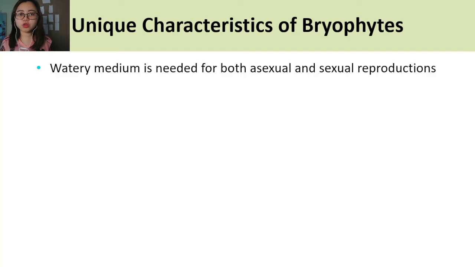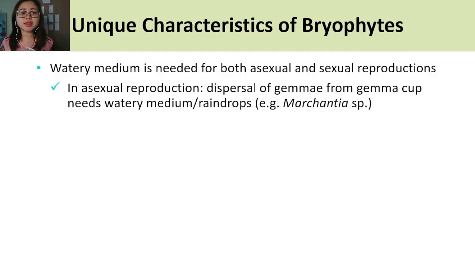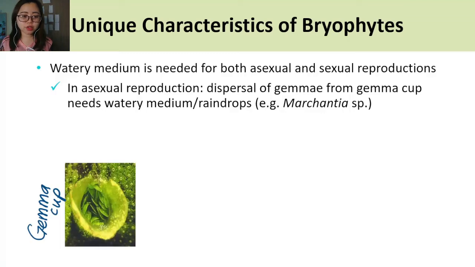Okay, moving on with another unique characteristic of bryophytes is that they need a watery medium for both asexual and sexual reproduction. Let's have a look. In asexual reproduction, the dispersal of gemmae from the gemma cup will need watery medium or raindrops, such as in Marchantia species. So let's have a look at this example.